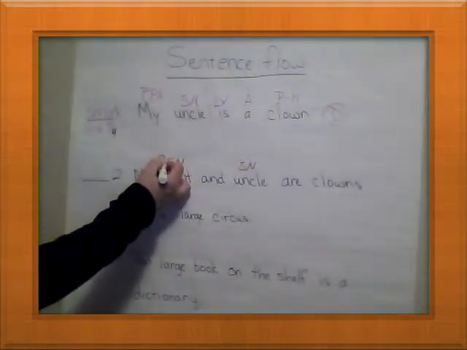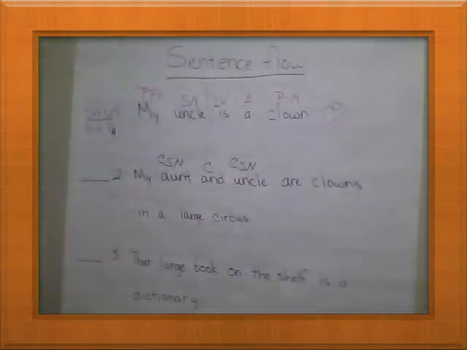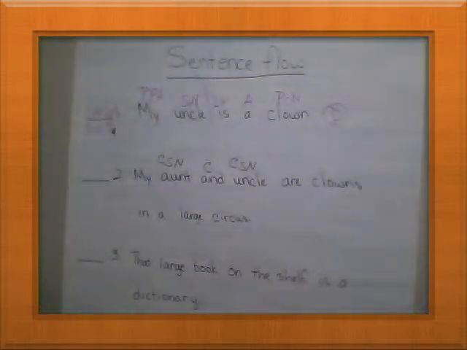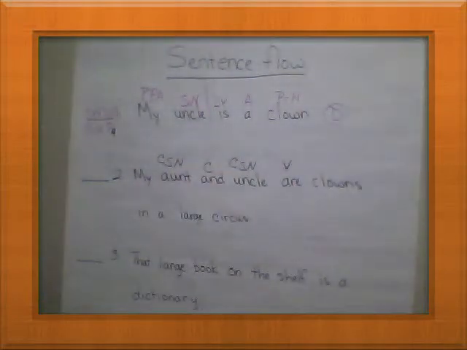Now we're going to go back and add C for conjunction. The and is the conjunction to show that we have a compound subject. There are 2 people in this sentence who are clowns. Up here we had 1 person who was a clown. Our next sentence question is, what is being said about the aunt and uncle? Well, aunt and uncle are. This is my verb. Notice it's not action. It's a verb that stands by itself. It's a be verb.